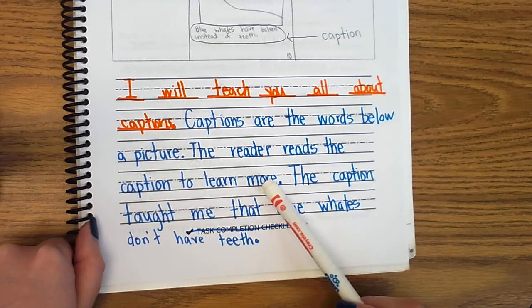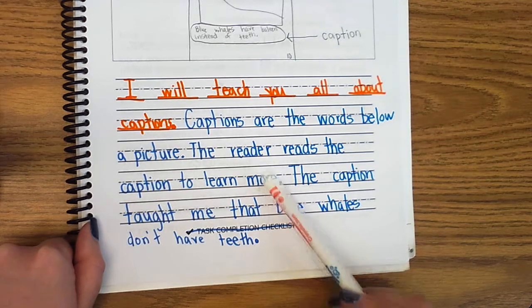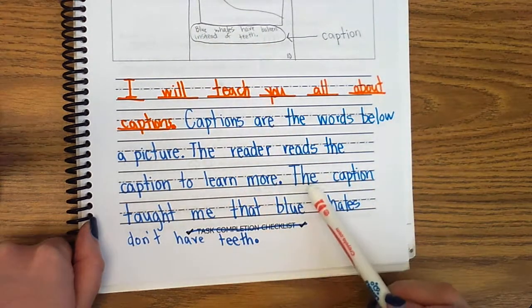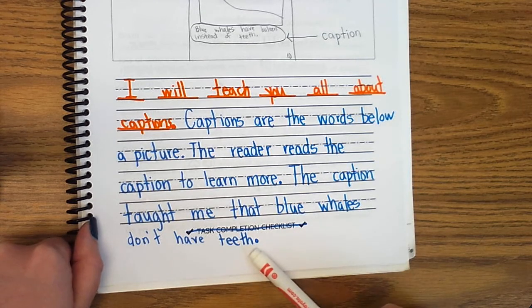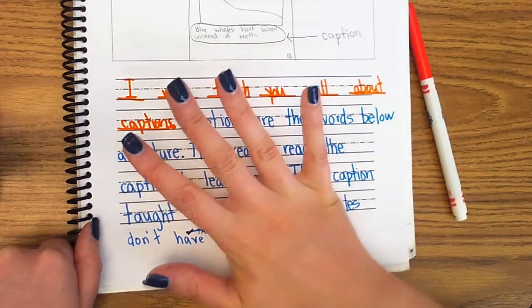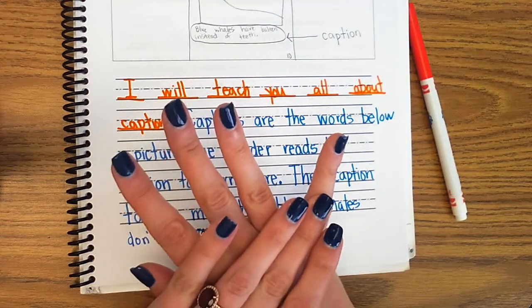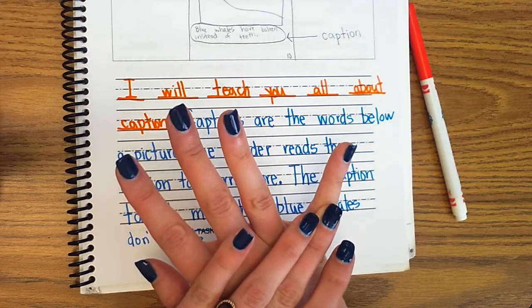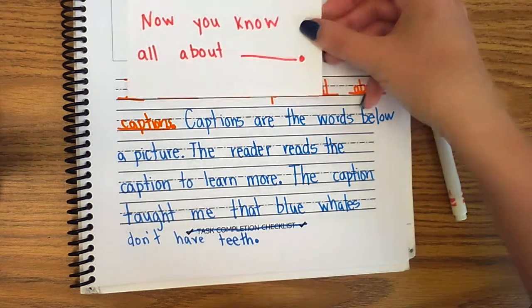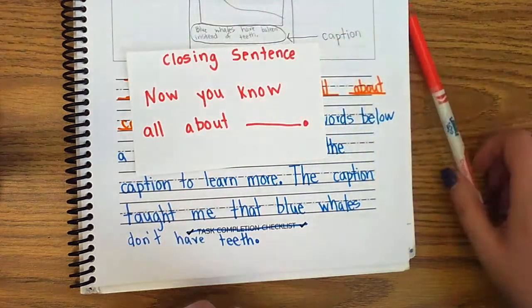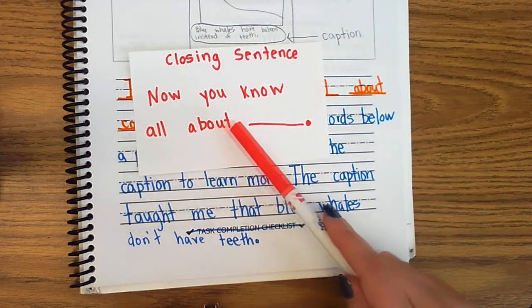Then my next teaching sentence is going to teach one fact that I learned from this caption. The caption taught me that blue whales don't have teeth. Now I'm done teaching my reader about captions, so I'm going to wrap it up on my pinky finger with my closing sentence. I'm going to say, now you know all about blank. You're going to use your sentence starter that your teacher will give you. Now you know all about blank.